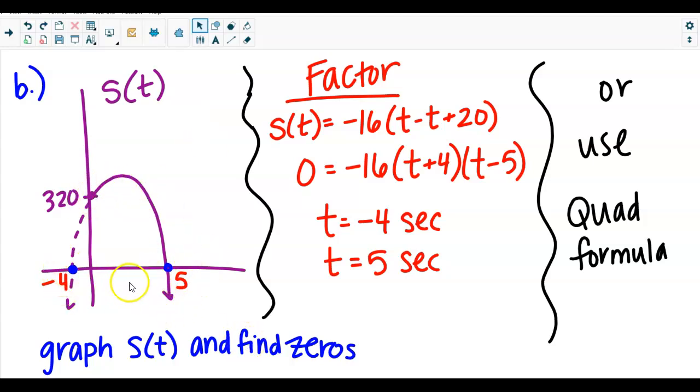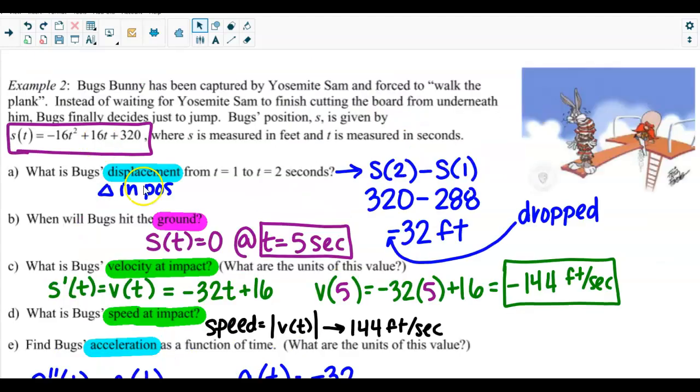So again, you could have graphed it and found the zeros. You could have factored it and found the zeros, or you could use the quadratic formula. But 5 seconds is when our position was at 0.